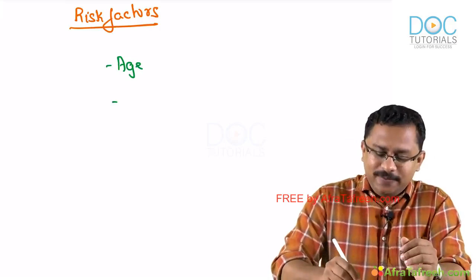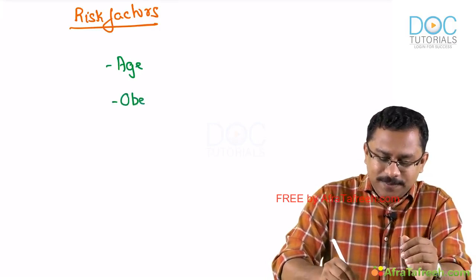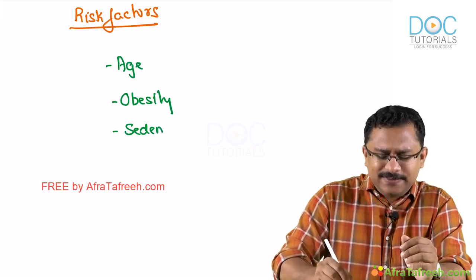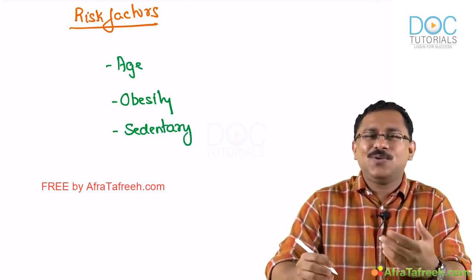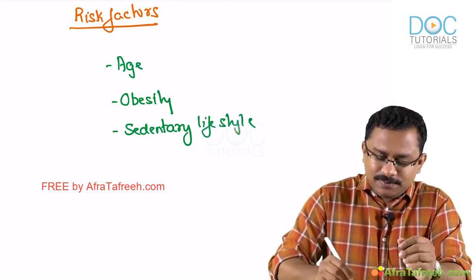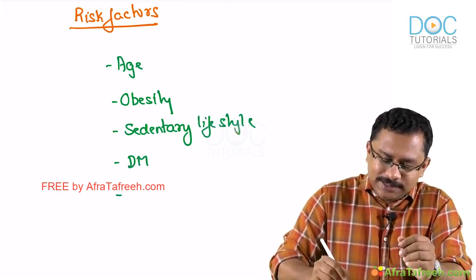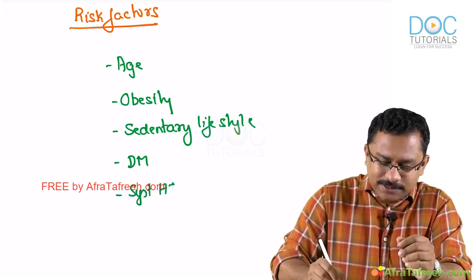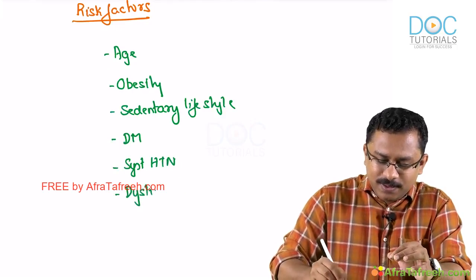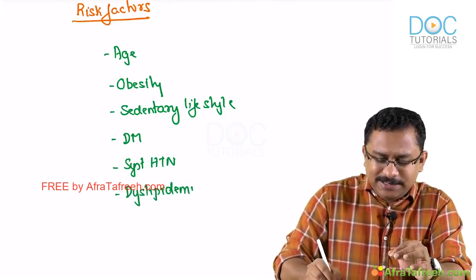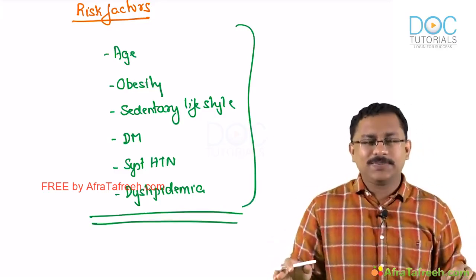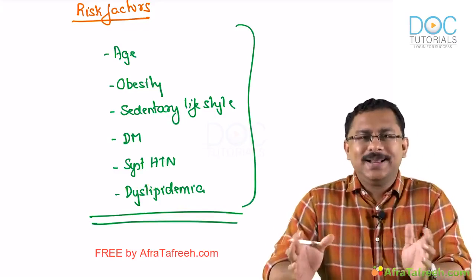Then you can have other factors like obesity, sedentary lifestyle. See, it's just a repetition of what I told in atherosclerosis. Then you have diabetes, systemic hypertension, dyslipidemia. These are some of the factors. You have a big list of factors that can predispose, but these are the common and most important ones that can predispose to chronic stable angina.